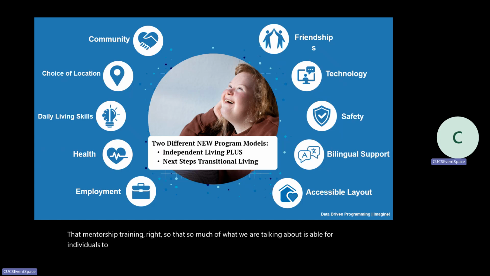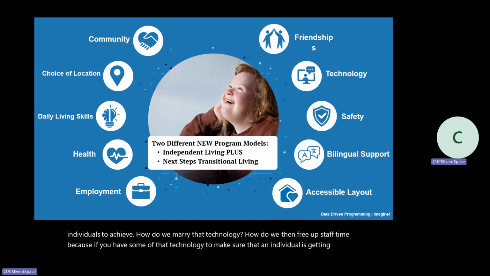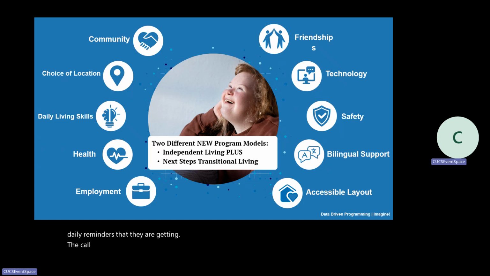How do we marry that technology? How do we then free up staff time? Because if you have some of that technology to make sure that an individual is getting those daily reminders, that they are getting the call that it's time to go to work, some additional safety devices, that can free up staff time to really focus their time on skill building and on helping individuals to make friends and socialize so people living alone are not lonely.